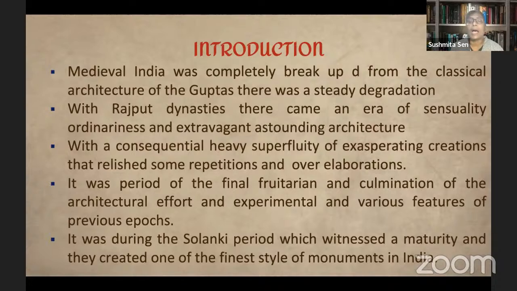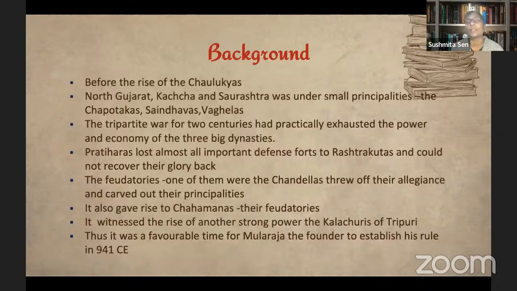in India. In Gujarat especially, and of course all over central India, there were many other Rajput kingdoms who had their own style of temple building. So how did these Chalukyans come into power? We have to see a little beforehand what was happening in that territory. North Gujarat was divided into small principalities: the Chapotakas, the Saindhavas, the Vaghelas. In central India, the tripartite war between the Pratiharas of Kannauj, the Palas of Bengal, and the Rashtrakutas of Manyakheta was continuously going on for 2.5 centuries.